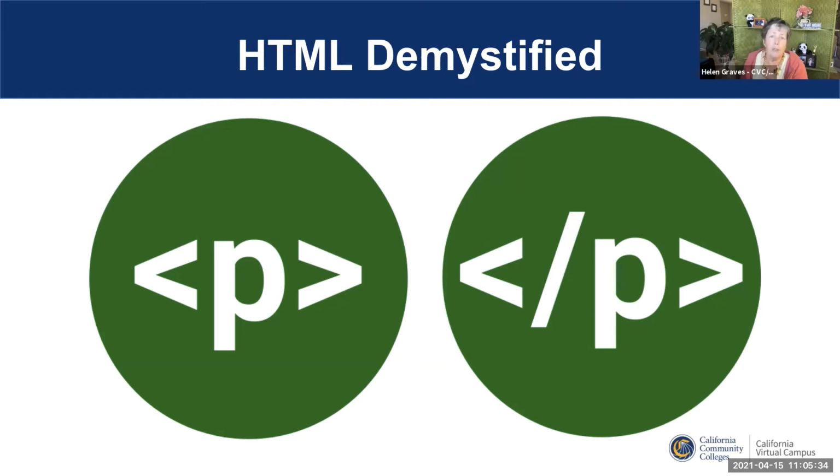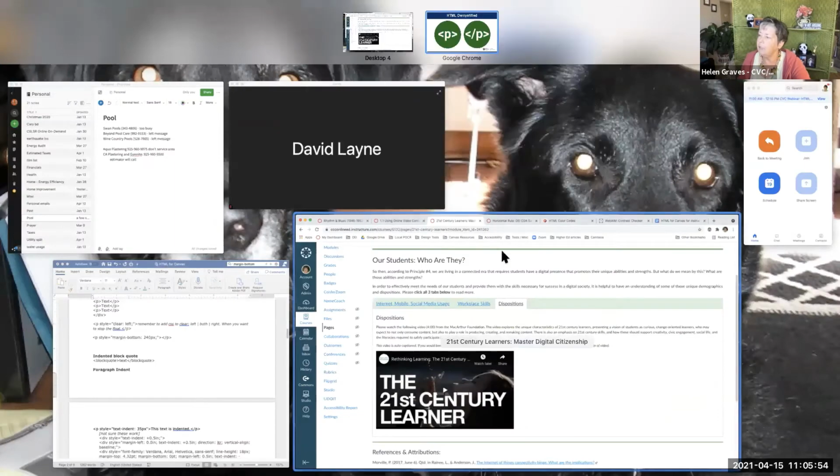And I'm going to go into the Canvas page editor and show you what I'm talking about. This on the screen right now is an example of the opening and closing tags for a paragraph. It's got the P, and then the only thing different with the close tag is the / is added. So let's go look at that in HTML.